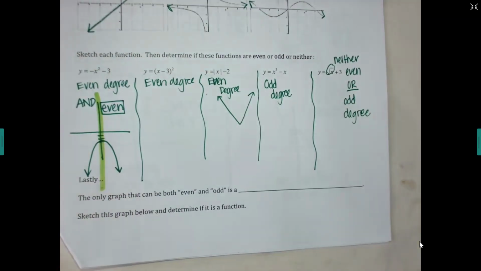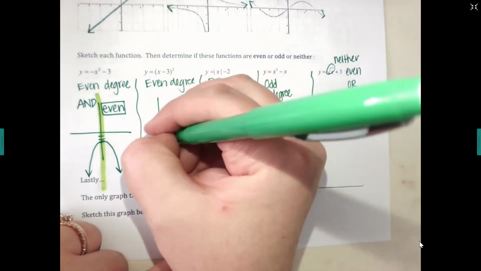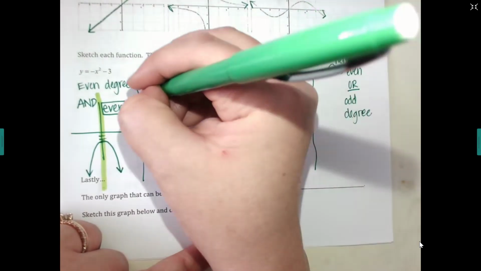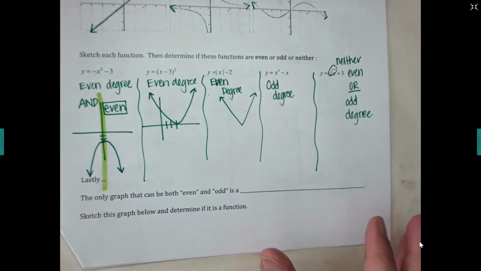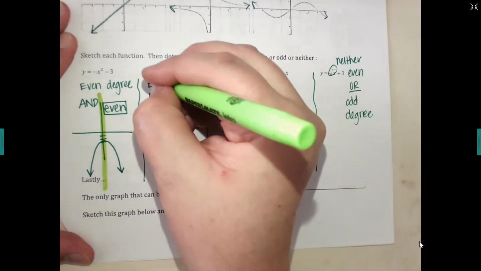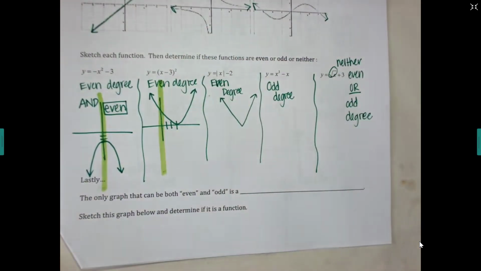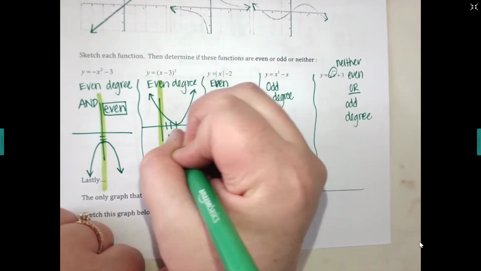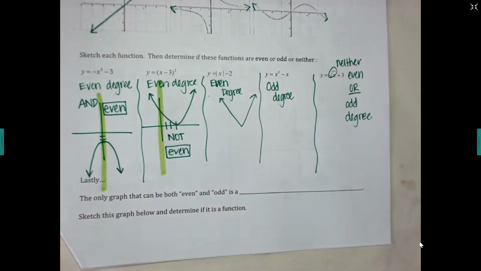Okay, let's do the next one. X minus 3 is squared. So it's still a U, but which way is the minus 3 going to move the U? To the right. So go 1, 2, 3. Draw your squared graph. We already know it's even degree because both ends point up. But for it to be truly even, the y-axis has to perfectly cut the graph in half. Does that happen here? No. So I'm going to draw in my y-axis. I see that the sides don't match. So this is not an even function. It's even degree, but it's not purely even.